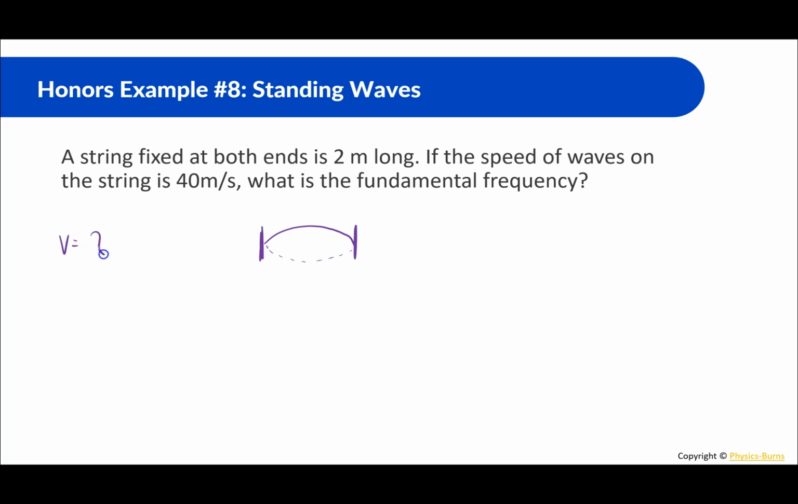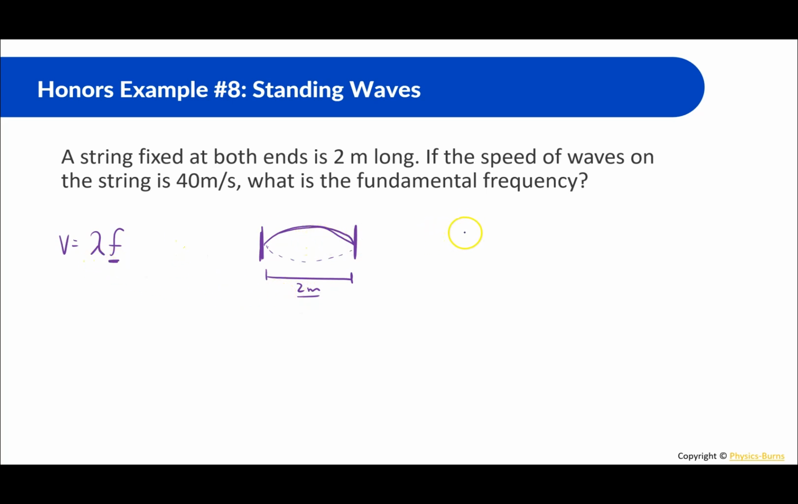Velocity is equal to wavelength times frequency. And what are we looking for? If the speed of the wave is 40 meters per second, what is the fundamental frequency? So we're not looking for the wavelength, we're looking for the frequency. We know the length of the string is 2 meters, but we don't know the wavelength. We could easily figure it out because we know that this is half a wavelength, and if this is 2 meters, then we can figure that out.